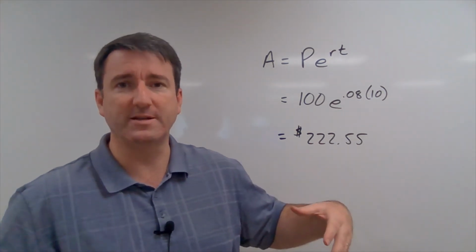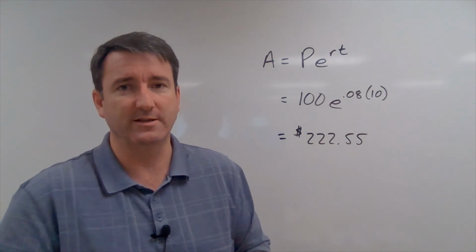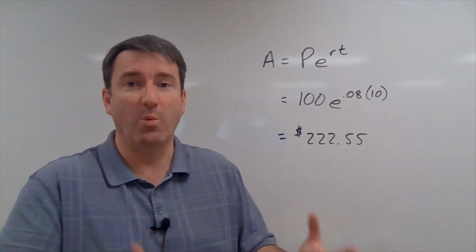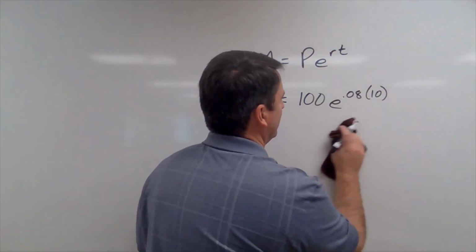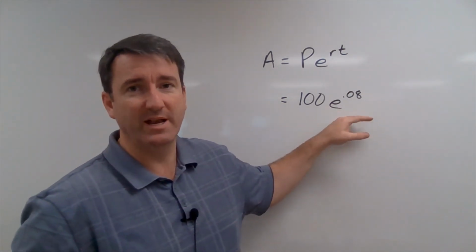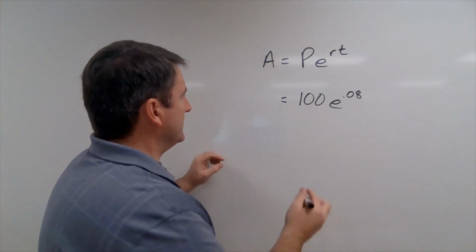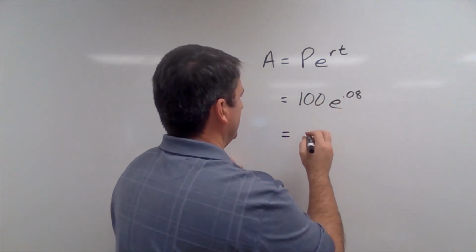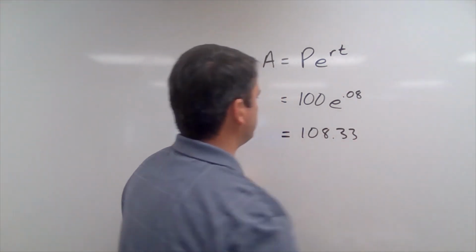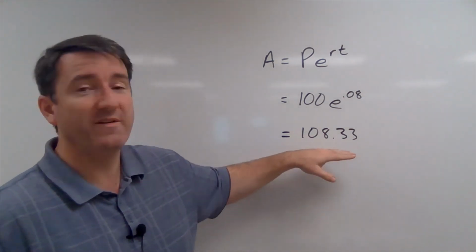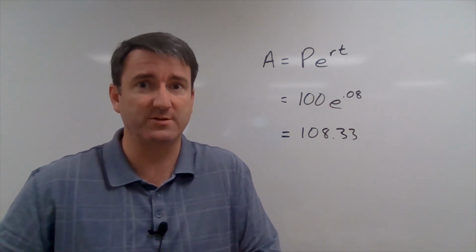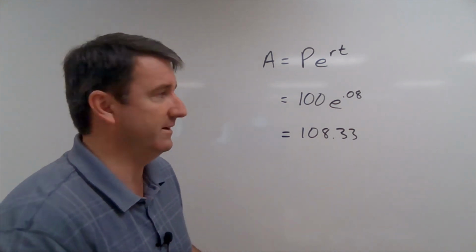Let's now figure out the APY, the annual percentage yield. And to do that, what we want to do is figure out how much money we're going to have after 1 year. So if we go back here and take away this 10, make this a 1, it's going to tell us how much money we'd have in the account after 1 year. So if we plug that in, we're going to get $108.33. All right, so what we first need to figure out is how much interest will we have earned in 1 year?